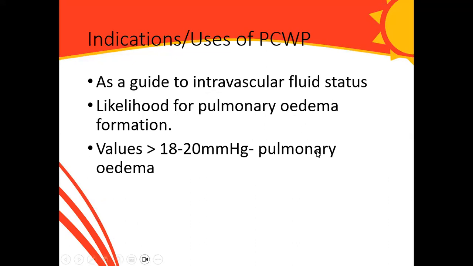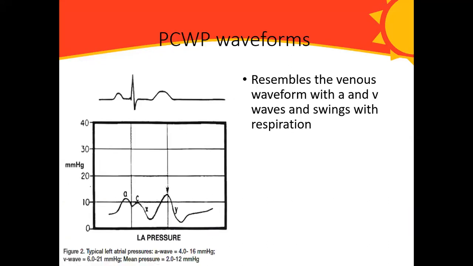So the indications, like I mentioned before, are a guide to intravascular fluid status and likelihood of pulmonary edema formation, and values greater than 18 show pulmonary edema of cardiac origin. Now, each of these waveforms can be transduced, just like the central venous pressure, and you can see here it resembles the venous waveforms with A and V wave, and it swings with respiration. So the A wave and all that is similar to the central venous pressure waveforms.